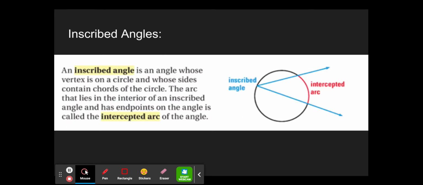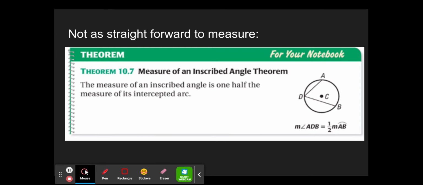Well, with an inscribed angle, the vertex is somewhere on the circumference, and then it opens up and it will intercept an arc. Okay, so we call this an intercepted arc if it's created from an inscribed angle. That IN prefix there is super important to telling that these are related to each other. Inscribed angle, intercepted arc.